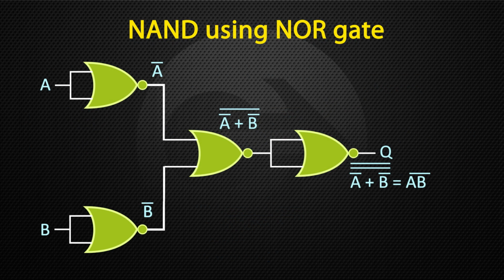Now, NAND gate using NOR. NOR of A generates A bar. NOR of B generates B bar. A bar NOR B bar generates A bar plus B bar whole bar NOR A bar plus B bar whole bar, which generates AB whole bar.